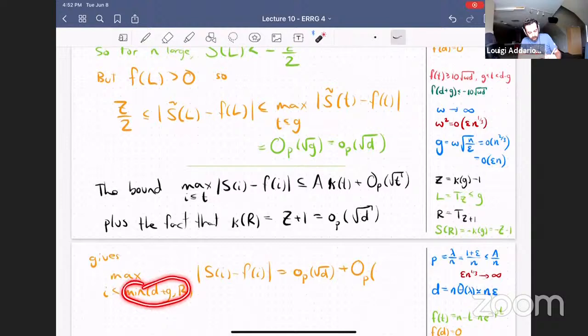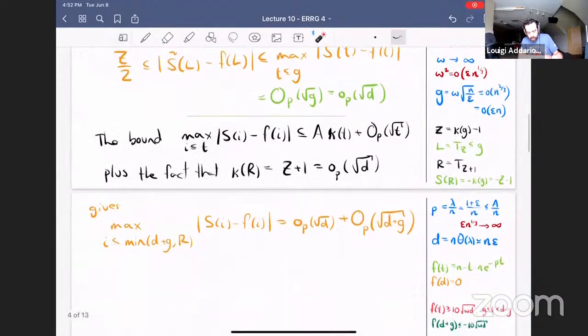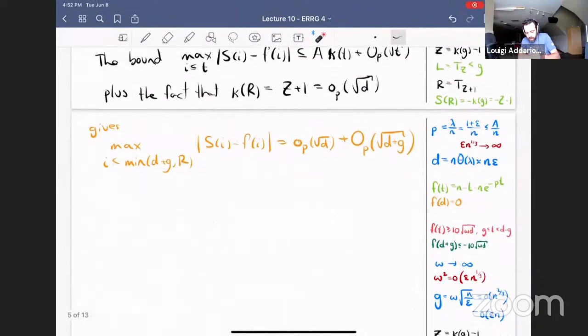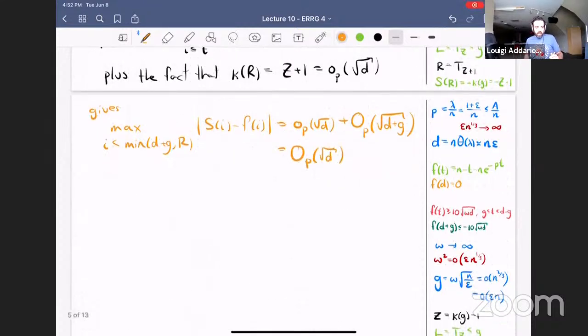This is our time t, right? So that's at most root of d plus g, and now g is a smaller order correction to d, right? We already used that once. D is on the order epsilon n, and g is little o of epsilon n. So this square root d plus g just looks like square root d, and that tells us that this whole error now is order root d. Okay.